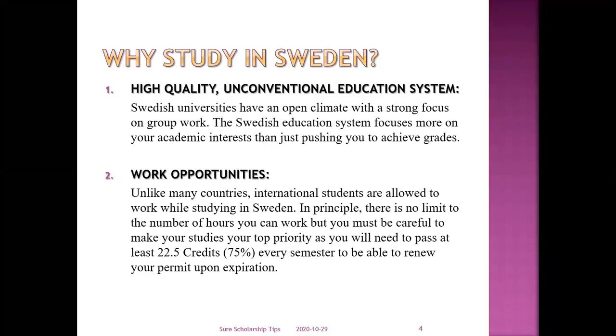Sometimes, if you do your research, you will see that you can be allowed to work up to 40 hours per week while studying here in Sweden. But in principle, there is actually no limit to the number of hours you can work. The most important thing is that you must be able to pass at least 75% of your courses. You need to do this to be able to renew your permit upon expiration. If you don't pass up to 75% of your studies, that is 22.5 credits per semester, then you cannot renew your permit upon expiration.